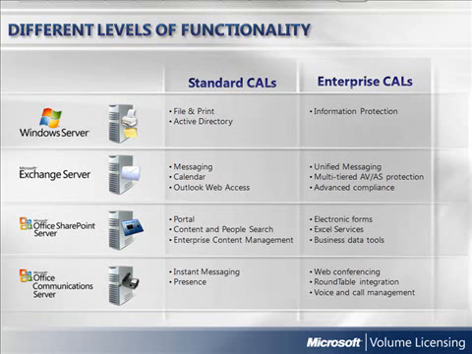Office SharePoint Server gives a fundamental portal, search, and workflow functionality, and then the Enterprise CAL optionally adds forms services, Excel services, and various business data tools. And Office Communications Server allows customers to be licensed for instant messaging and presence or to move to a unified communications infrastructure with web conferencing, roundtable integration, and voice and call management facilities with the Enterprise CAL. Many of the core Microsoft infrastructure server products are licensed through a Server CAL model.